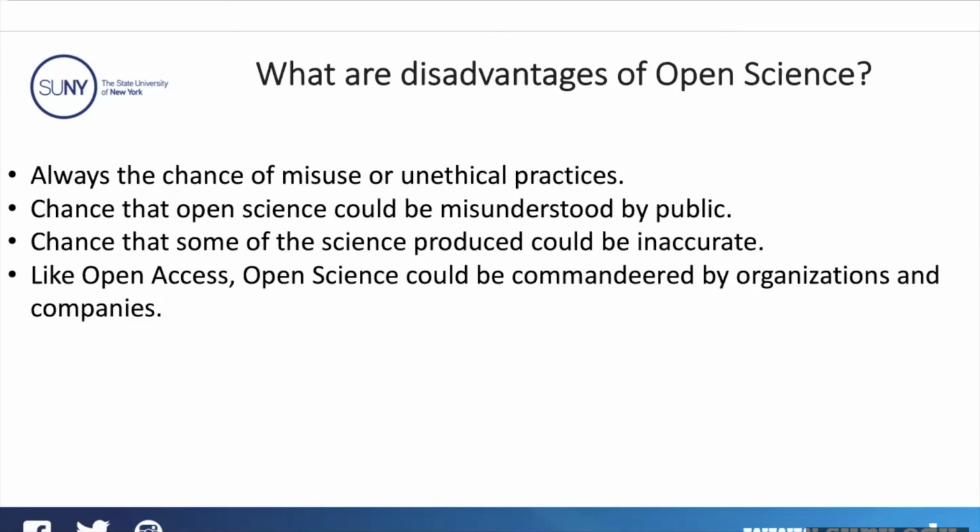So what are some of the disadvantages of open science? There's always the chance for misuse or unethical practices. So this could be somebody claiming another's research as their own when it really isn't. There's also the chance that open science could be misunderstood by the public.